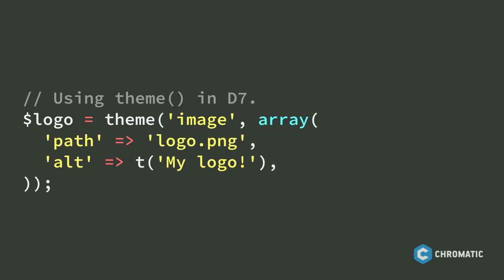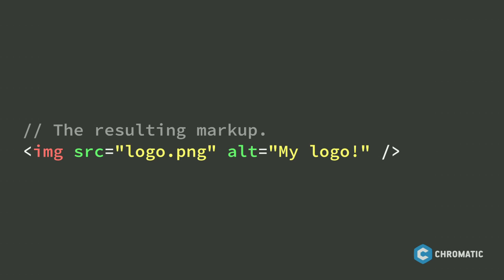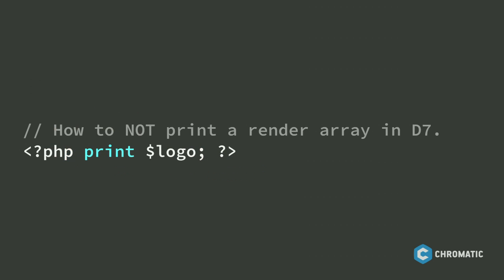But what's the difference? So let's go back to using the theme function. So this is actually calling a function, and functions return something. So what the theme function returns is rendered markup. So after this code is executed and the result is assigned to that logo variable, if we go ahead and print that string, say, in a template, we'll get the image tag with the source and alt attributes that we passed along. But our render array is just an array. It's not markup yet, and we haven't called any functions to do anything with it. So how do we get from our array to our markup?